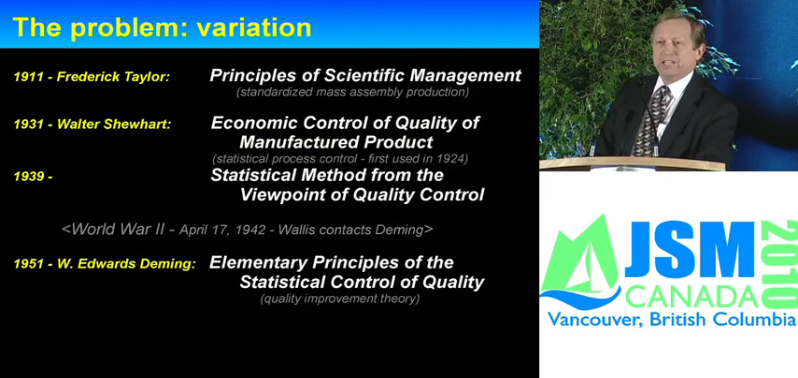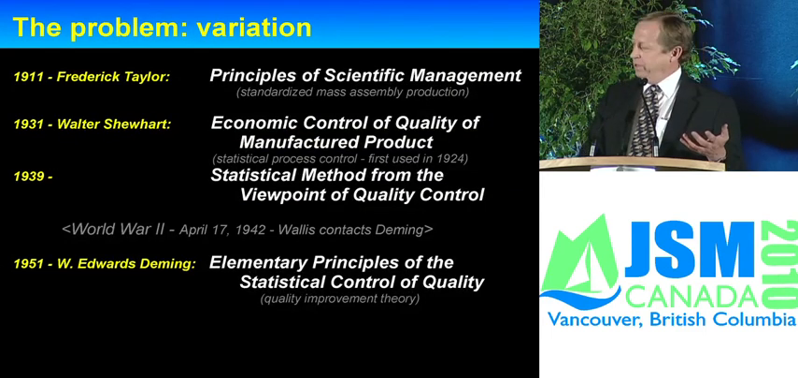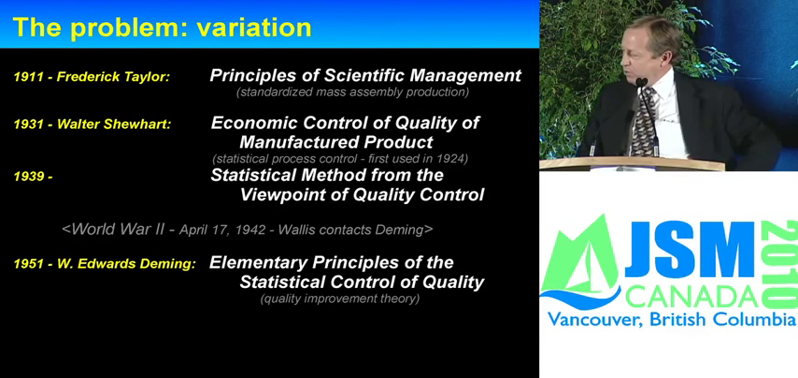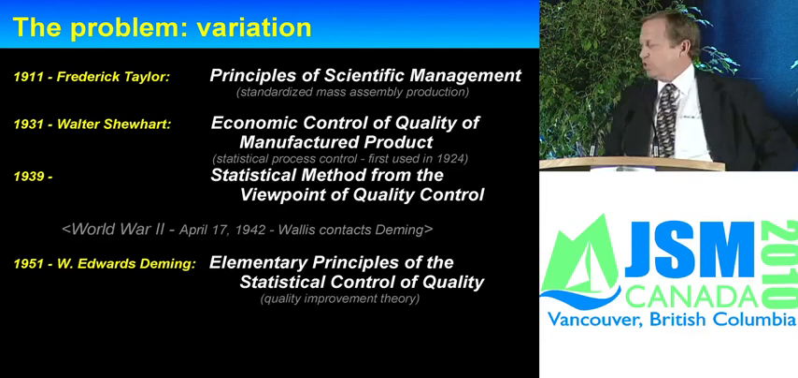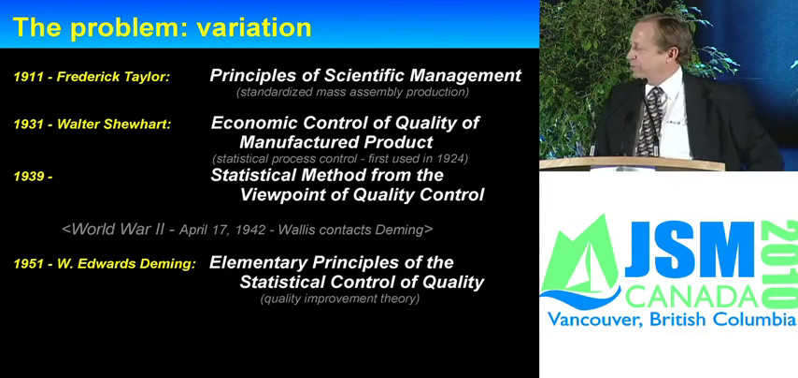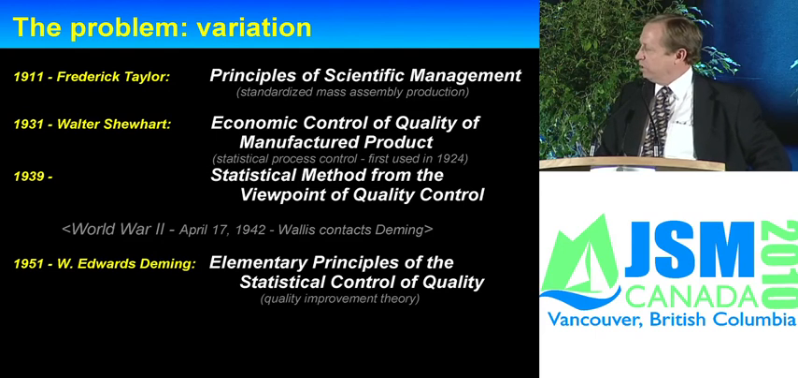The next major intellectual contribution in this series, really, of process management came in 1931 when a research physicist at AT&T Bell Labs, Walter Shewhart, published a book called The Economic Control of Quality of Manufactured Product.